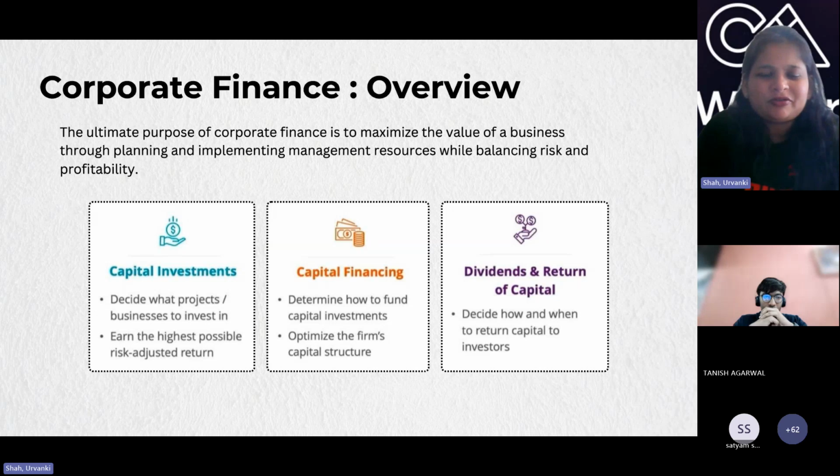So as we proceed further, the overview mentions the capital investment. These are the three pillars of corporate finance. It consists of capital investment, capital financing, dividends, and returns of capital. Now, I assume you are all aware of what we call capital. Capital is something that an owner infuses in the business as its own capital, on which he tracks the business returns and the investments.